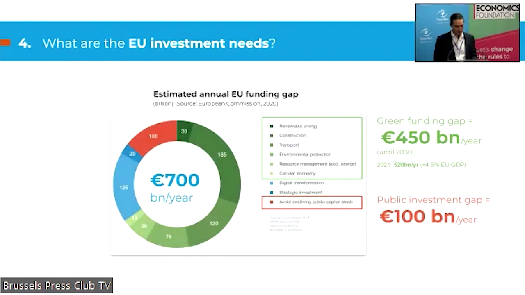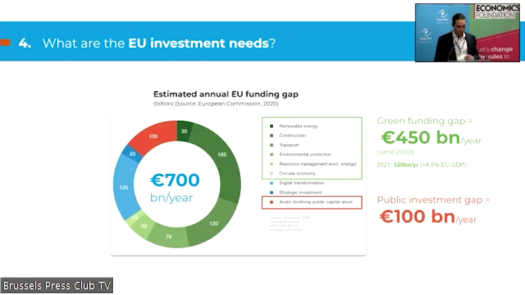The public sector still has to spend something like 2% of EU GDP. But other investment gaps exist, as you can see here, such as the public investment gap and many others. I don't really have the time to go into it, but more or less, we might have between 3% and 4% of GDP of investment need in Europe nowadays.